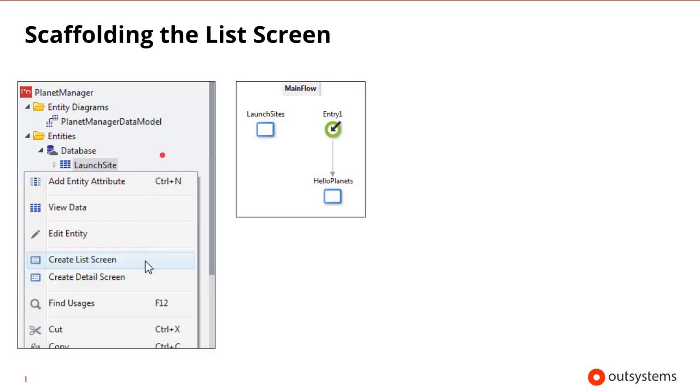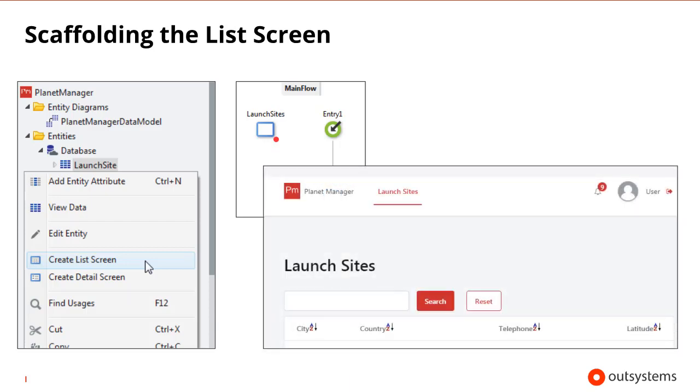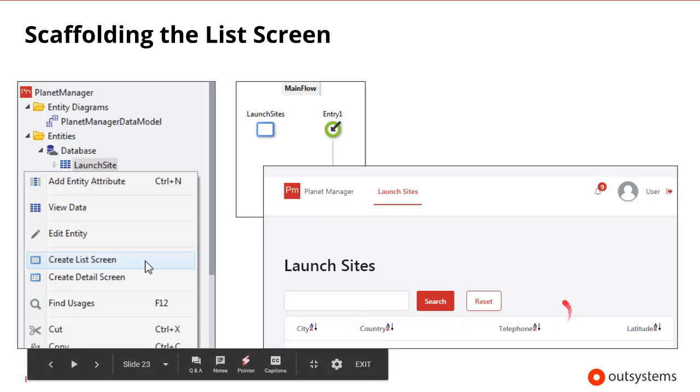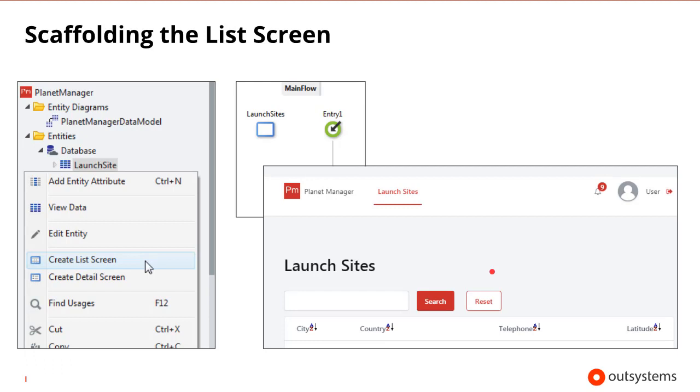So when we talk about scaffolding, we're really talking about taking a piece of data, and in this case, we're going to use one of our database entities, the launch site, and using that to go ahead and create a list screen and a detail screen. So we can go into our entity, right-click on that entity and ask for a list screen. It will create a screen that is the plural, so launch site becomes launch sites. It gives us a list of those, given some of the attributes inside that entity, and we'll automatically add some search and other capabilities to that screen.